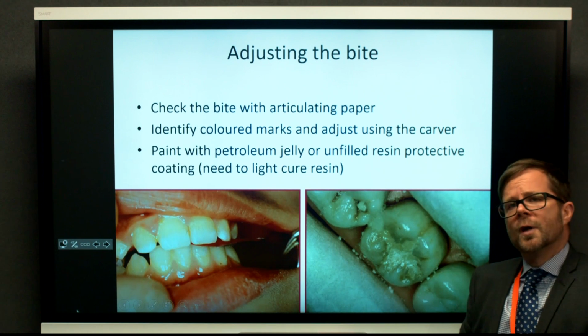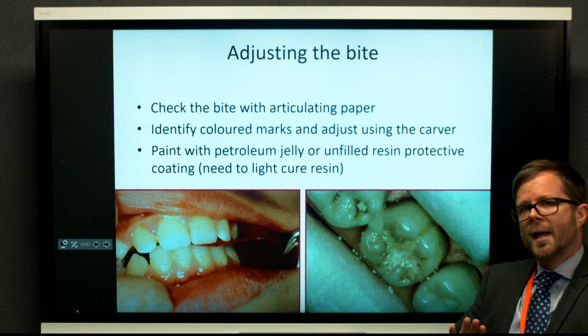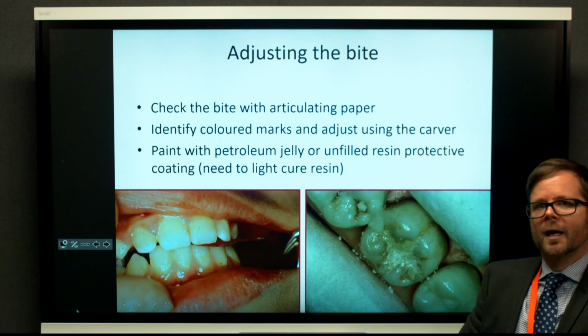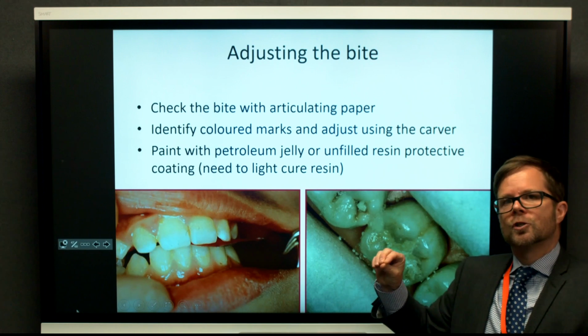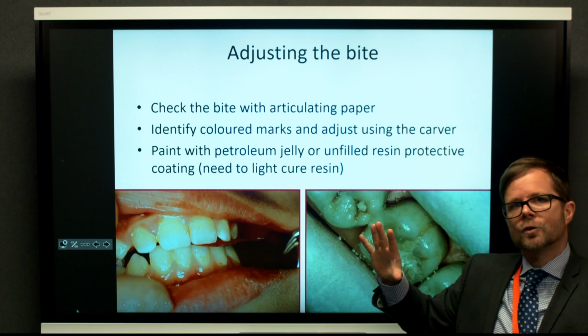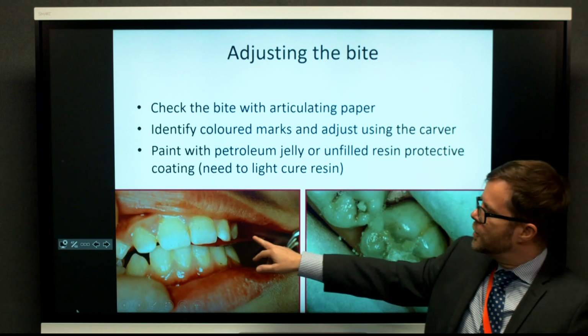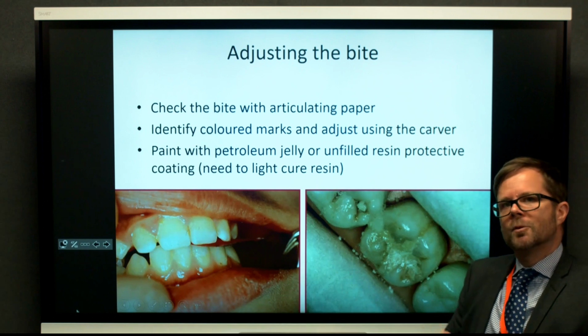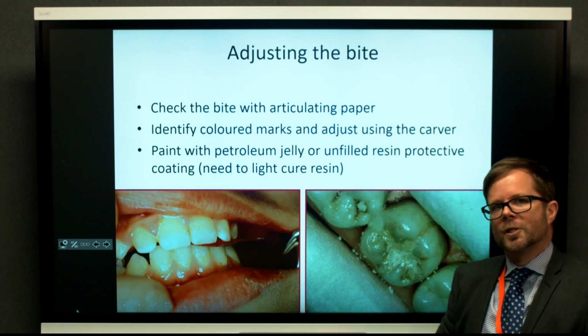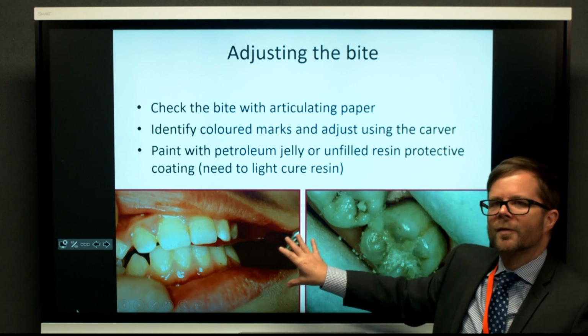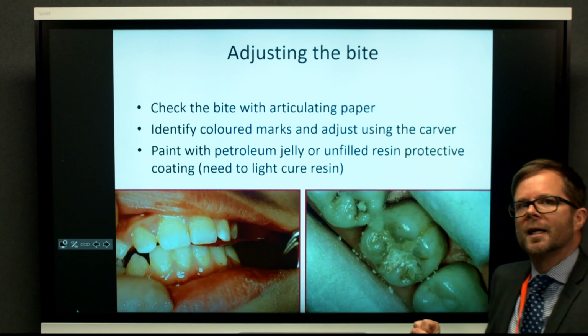Once you're happy that you have removed excess material and that you've got everything in place, you need to check the occlusion, that is the bite, to ensure that the filling material is not too high. You can do that by using this articulating paper, which is a little bit like carbon paper, that you can ask the patient to bite on. Don't worry too much about this at this stage, we'll talk about it again later.